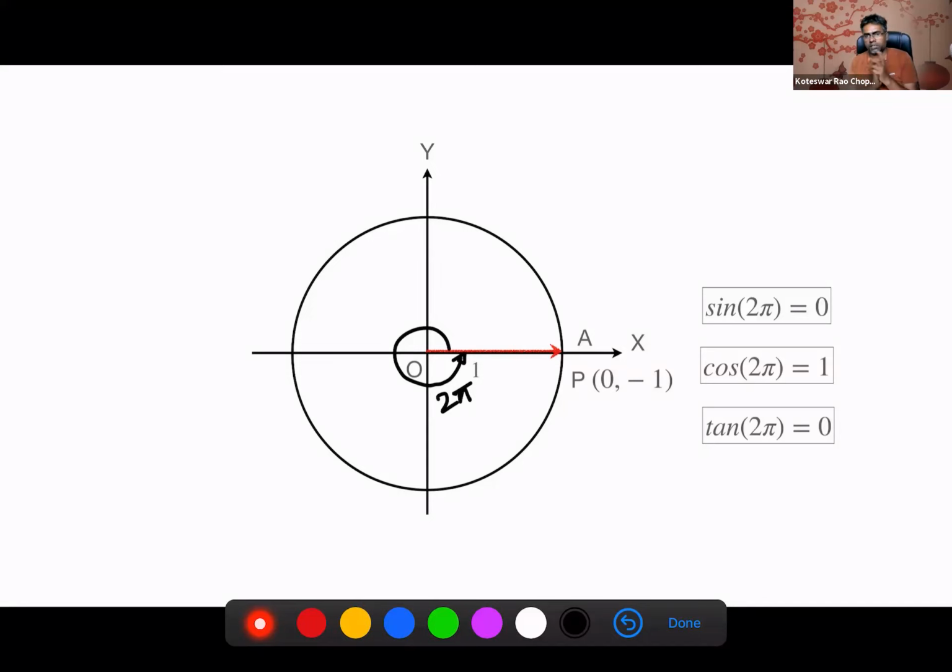So these things again you need to appreciate. So I'll show you that. I'll show you in a graph.